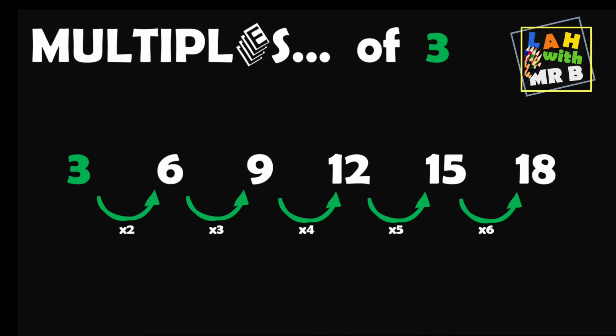Now let's have a look at our multiples of 3. 1 3 is just 3. 2 3s are 6. 3 3s are 9. 4 3s are 12. 5 3s are 15. And 6 3s are 18.